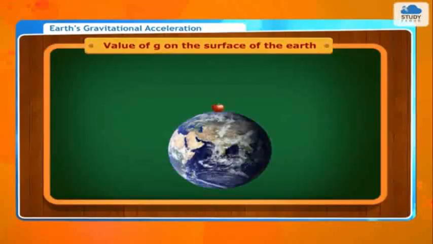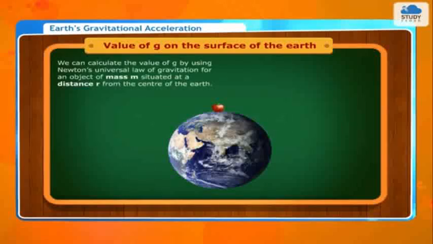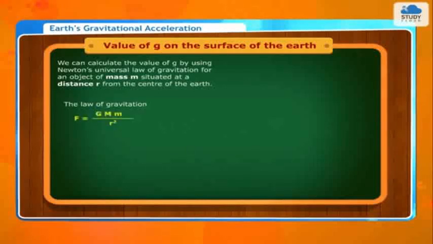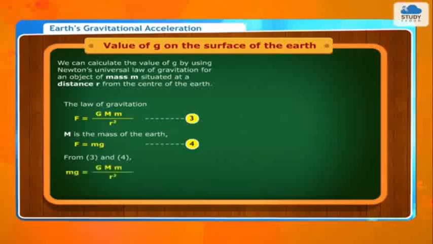Value of g on the surface of the earth. We can calculate the value of g by using Newton's universal law of gravitation for an object of mass m situated at a distance r from the center of the earth. The law of gravitation: F = GMm/r², Equation 3, where M is the mass of the earth. F = mg, Equation 4. From equations 3 and 4, mg = GMm/r², so g = GM/r². Equation 5.